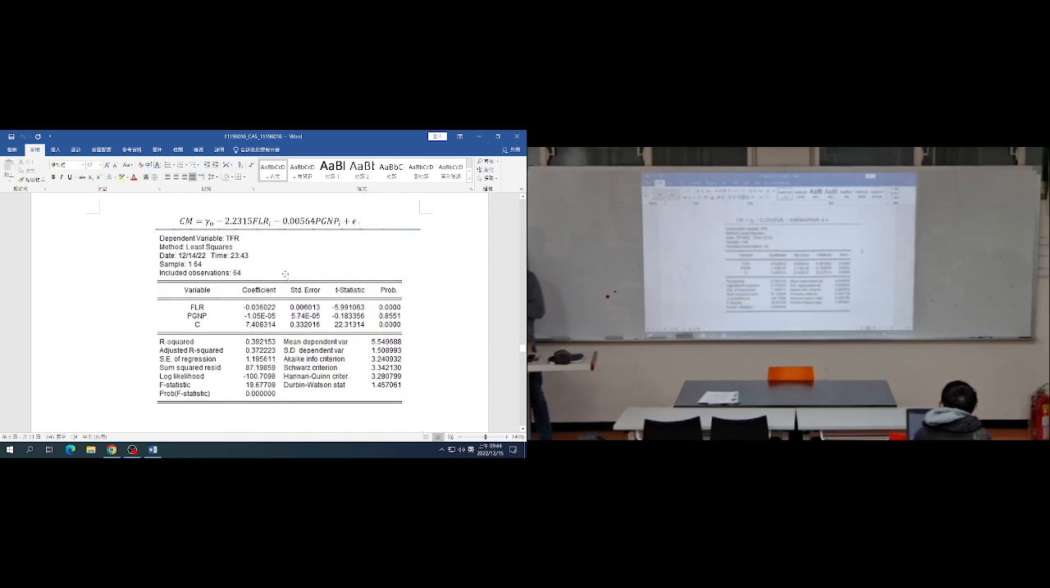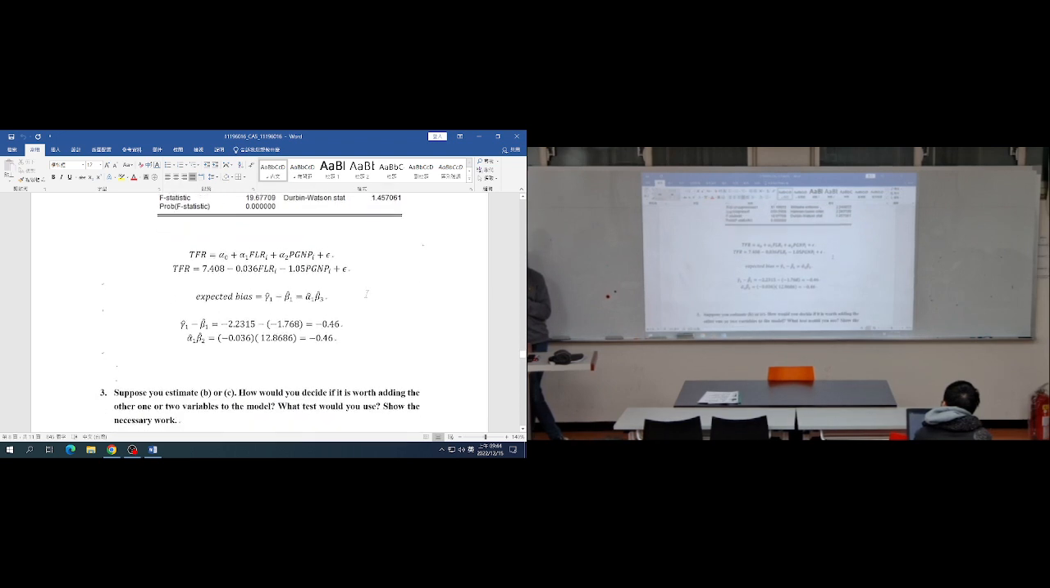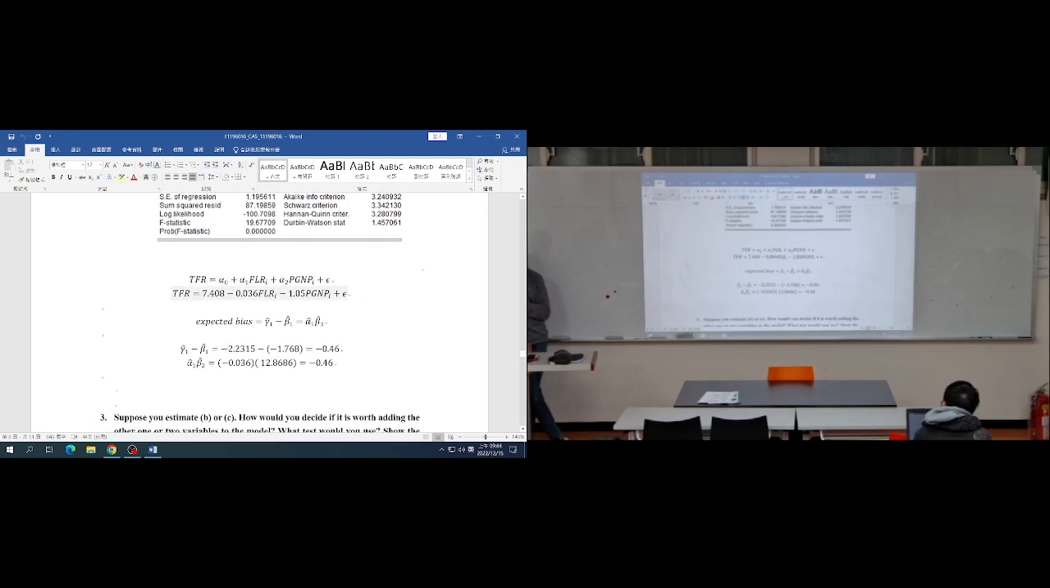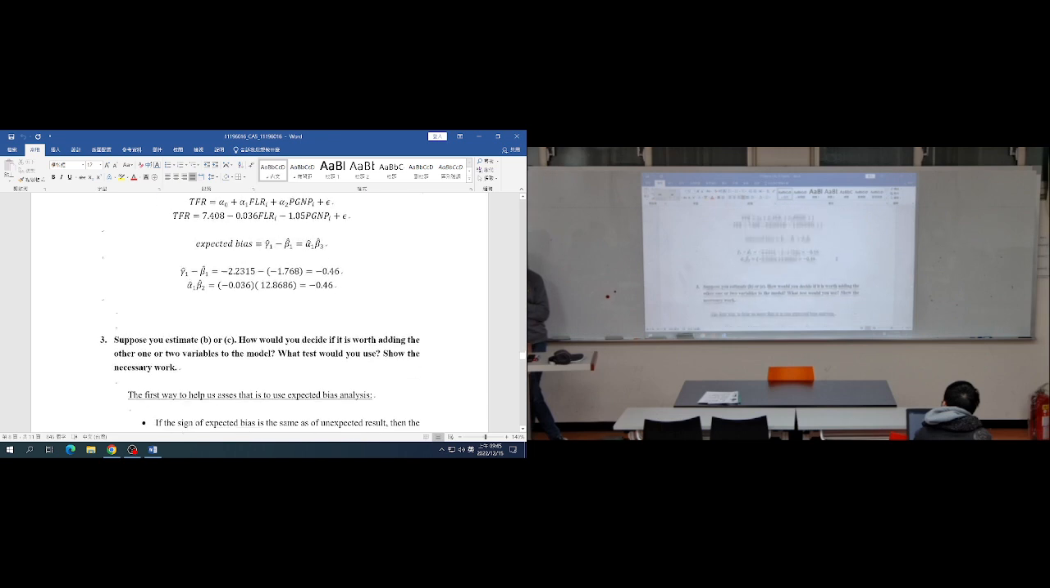Okay, so now we go again. We calculate the coefficients with the dependent variable as the variable we did not omit, and the one we omitted. So here is the final equation we got, and the expected bias here.